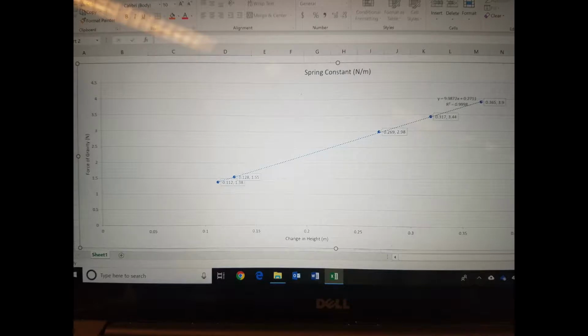After we attached our weight, we used a measuring stick to measure the change in height in meters with the corresponding weight. We have labeled the horizontal axis on our graph with the change in height in meters. We can now solve for the spring constant. Since the spring constant is defined as newtons per meter, our spring constant will be the slope of the line on our graph. Using the line of best fit feature on Excel, we calculated our spring constant to be approximately 10 newtons per meter.